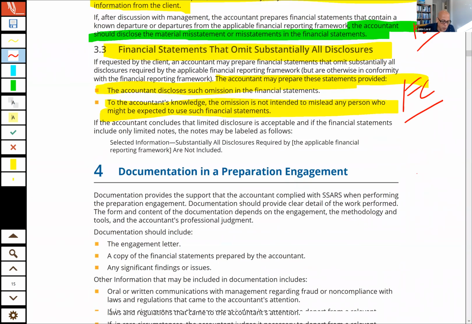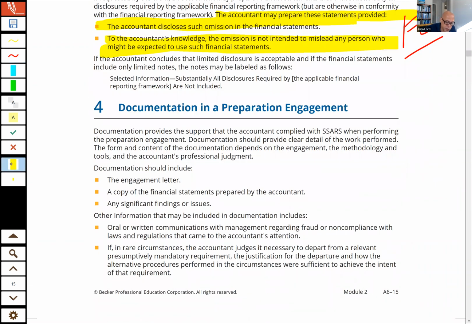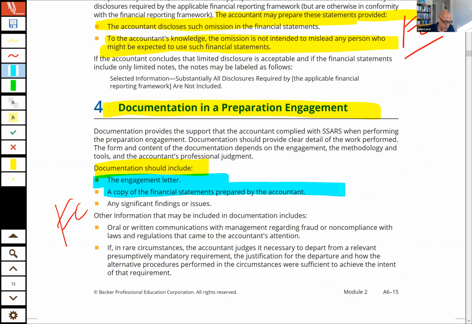Okay, good. Documentation in a preparation engagement. Documentation should include, okay, let's flashcard because it's a nice summary of what the major requirements are. The engagement letter, what were the financial statements, were there significant findings or issues, you found misstatement, how you handled that. You had a footnote in there to disclose what the misstatement was. It omitted disclosures. You put that in the statements, whatever.